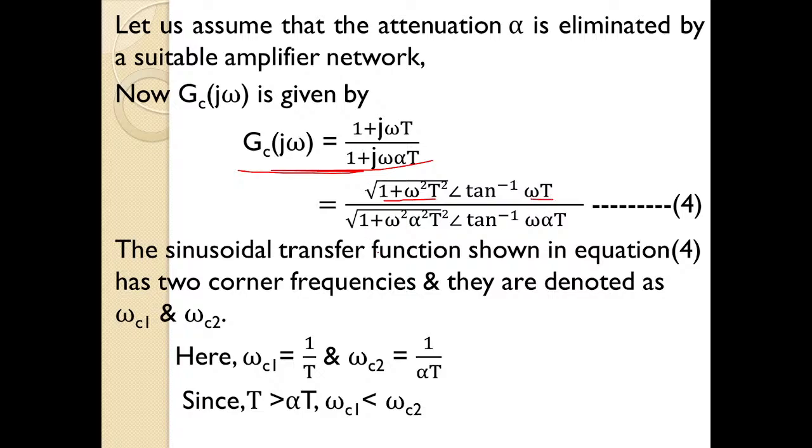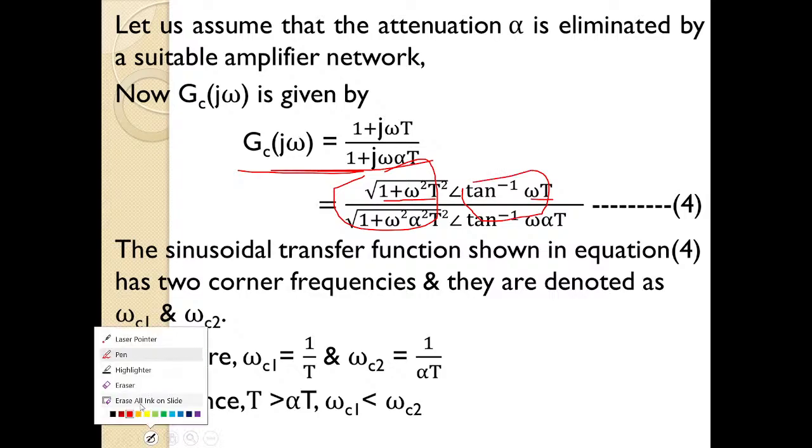For the denominator, 1 plus j omega alpha T. So what is the magnitude? Root of 1 plus omega square alpha square T square. What is the angle? Tan inverse of omega alpha T by 1. So we have got the magnitude and we have got the angles for this sinusoidal transfer function.